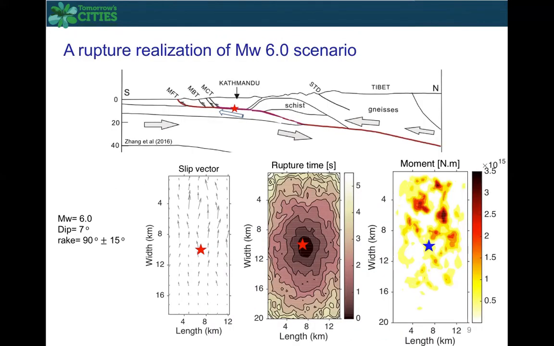Here's an example of physics-based ground motion simulation for a magnitude 6 rupture under Kathmandu city. These are the characteristics of the kinematic rupture model used for this realization of the magnitude 6 scenario. This figure shows the release of energy in terms of seismic moment in different parts of the rupture plane, this one shows the evolution of the rupture from the hypocenter towards the edges of the rupture plane, and this figure shows the direction of rupture for different parts of the rupture plane.